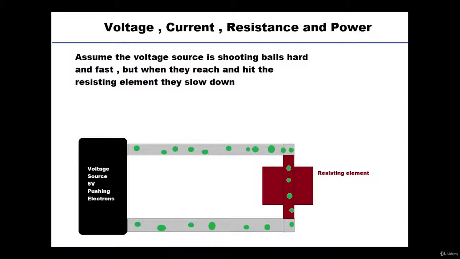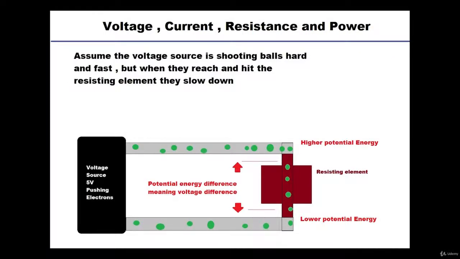While the charges are trying to flow throughout this gray route, this resistance is going to make the movement of these charges slower. So if we compare the potential energy of the charges before they hit the resisting element and after they hit the resisting element, we will see that there is a potential difference. We call it voltage drop.